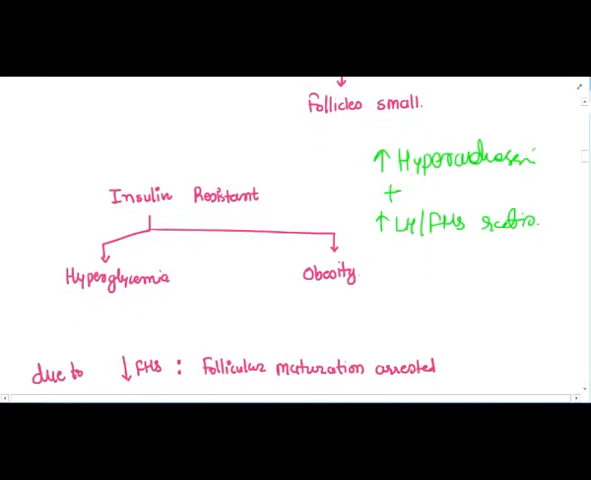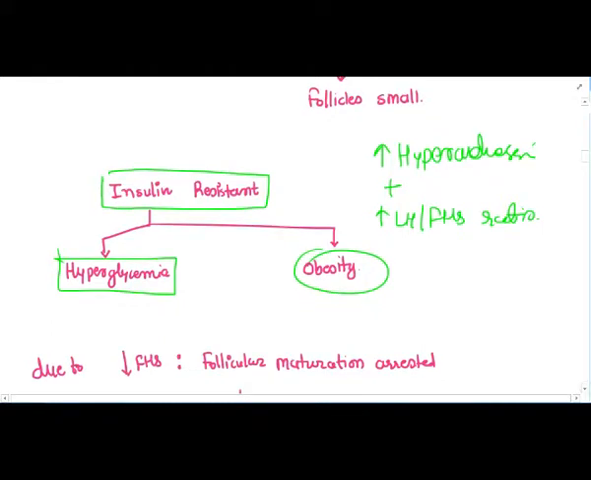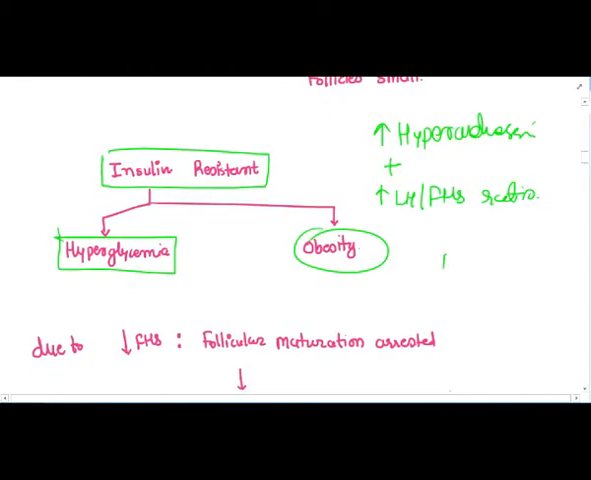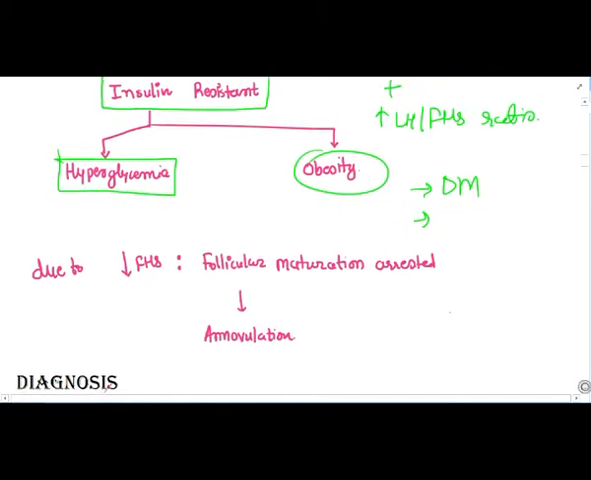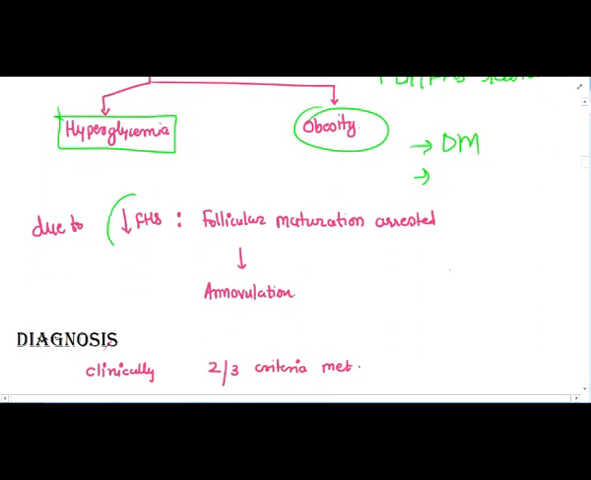The side complication of all this metabolic abnormality is insulin resistance. Because of this there will be hyperglycemia and obesity. The patient has higher chances of developing diabetes mellitus and other cardiovascular abnormalities in future. Because there is a decrease in FSH, the follicular maturation is arrested. That will lead to anovulation.